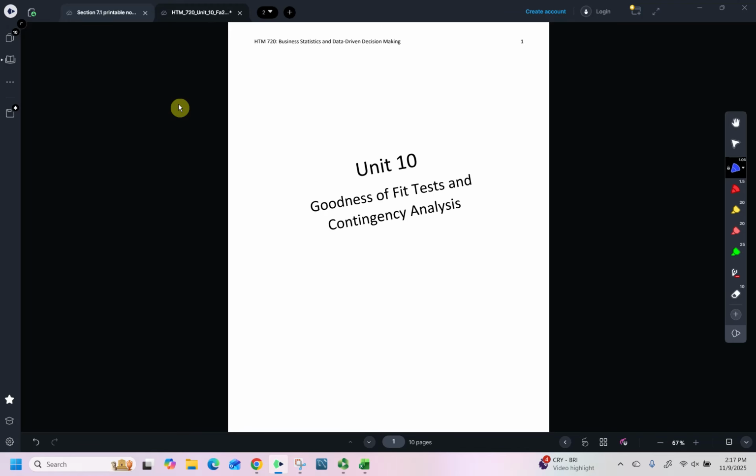Welcome to Unit 10. In Unit 10, our goal is to explore another statistical technique that can be very useful for analyzing categorical data or, more pointedly, count data. And this statistical technique is called goodness of fit test and contingency analysis. Our target is to isolate situations when goodness of fit test will be appropriate and when contingency analysis will also be appropriate to answer business questions that can help support informed decision making processes.